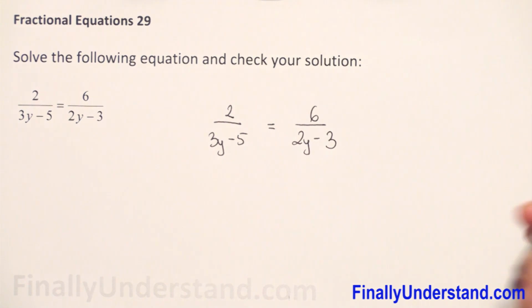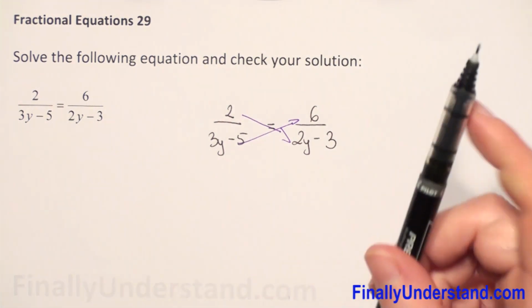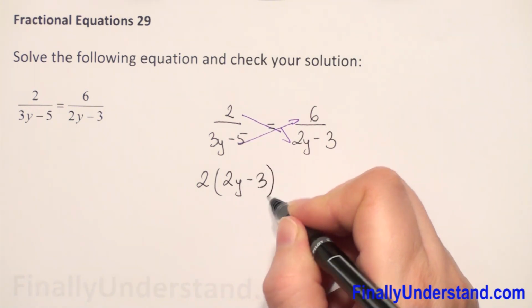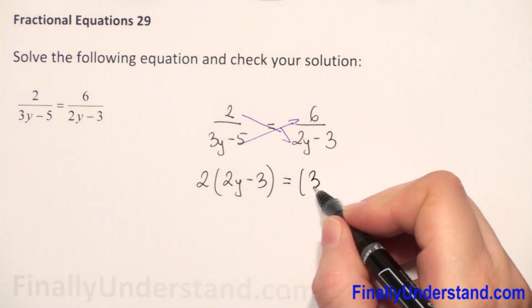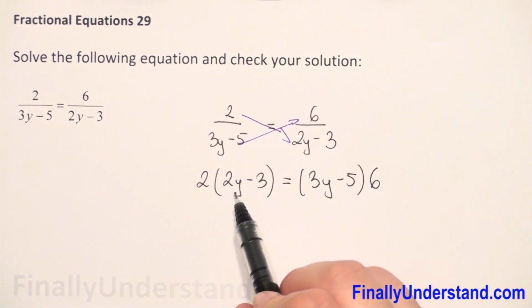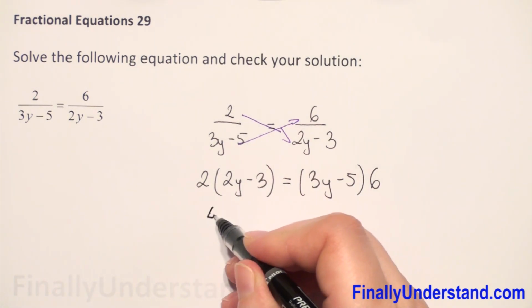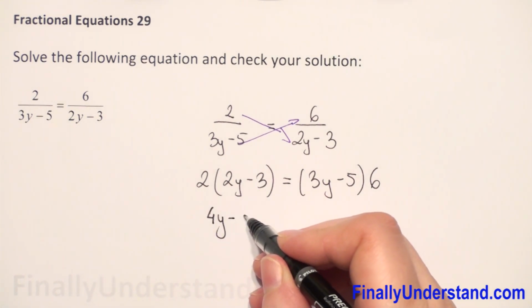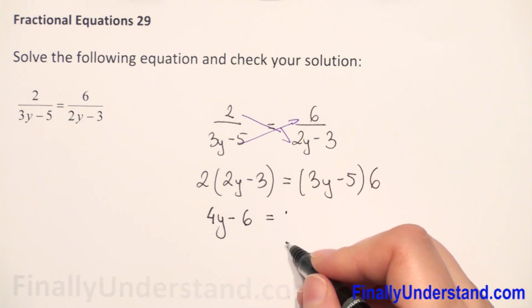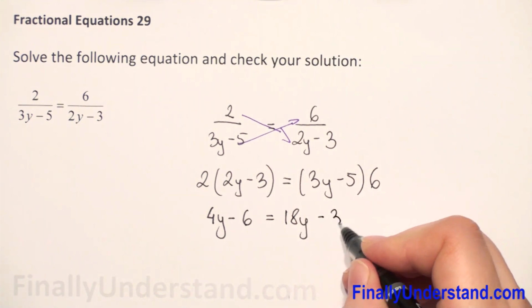So we will multiply denominator times numerator, numerator times denominator to get rid of these fractions. So we have 2 times 2y minus 3, and this is equal to 3y minus 5 times 6. Now we have to multiply every expression in parentheses on the left side by 2. So 2 times 2y will be 4y, 2 times 3 is negative 6. This is equal to 3y times 6, which is 18y, negative 5 times 6 is negative 30.